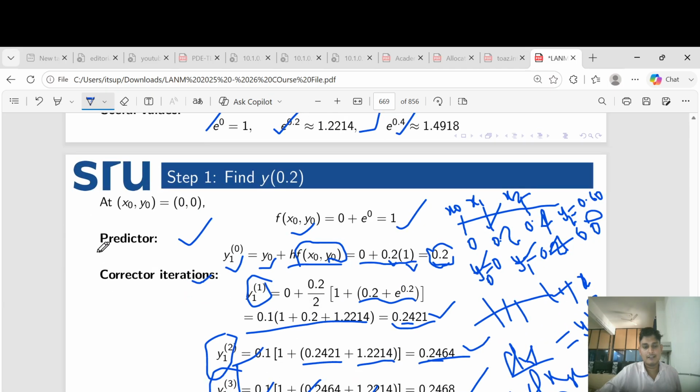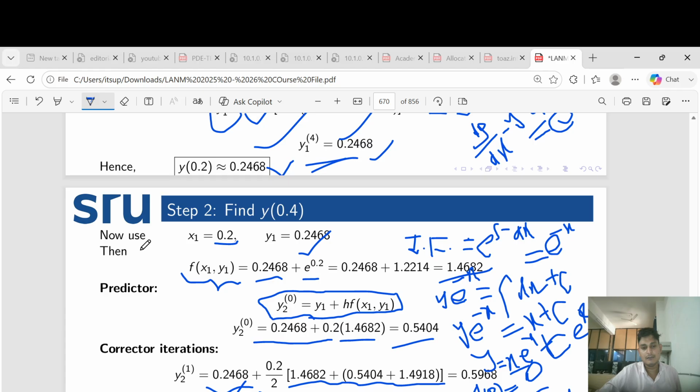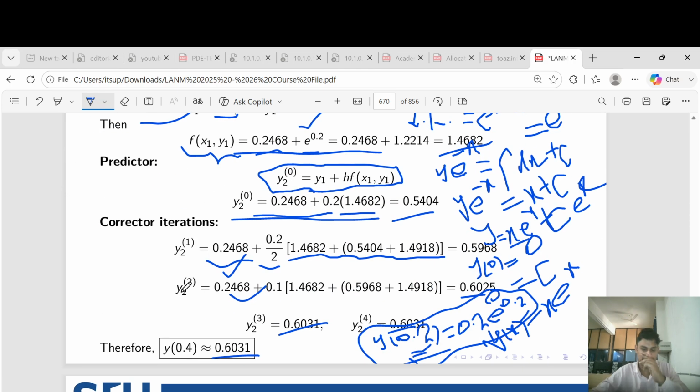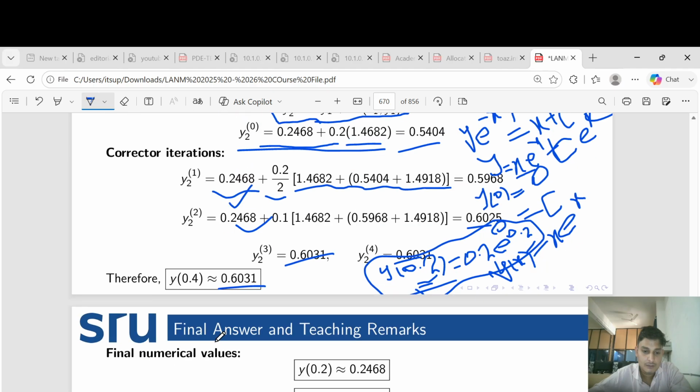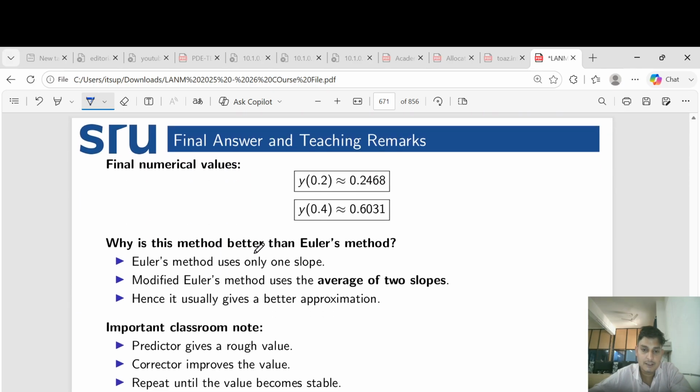So for each step, you first define the predictor y1 values. After that, you correct the iterations. Then again you define for x1. You evaluate x1, y1, y2 at 0, then y2 1, y2 2, y2 3, and y2 4. Then you declare the result. So, the final answer and teaching remarks. What is the final answer here? It is 0.2 and 0.6031.